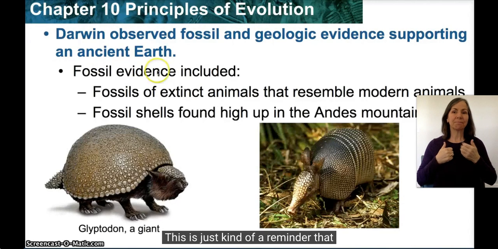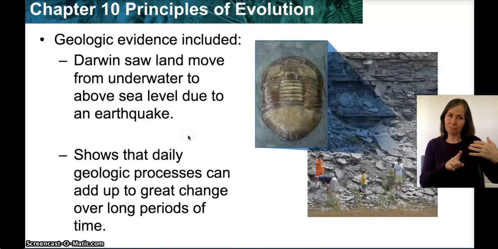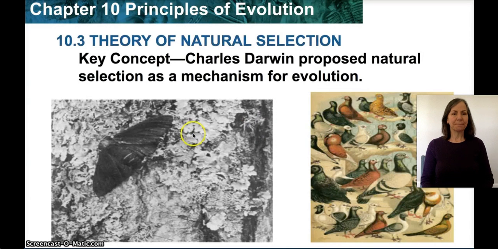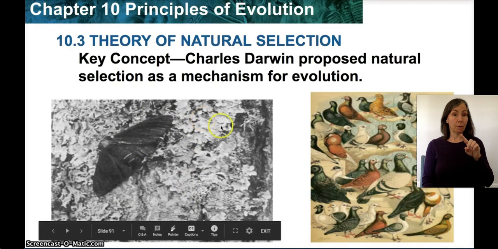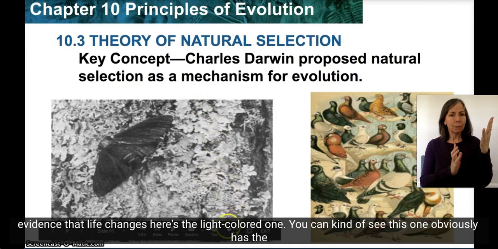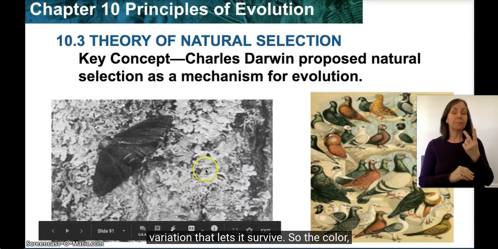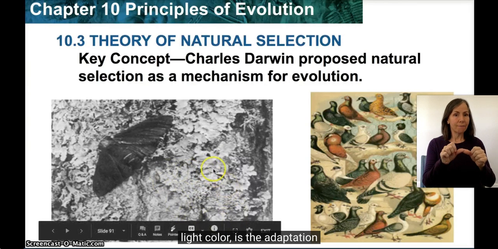This is just kind of a reminder that Darwin saw fossils, and that gave us evidence that evolution had occurred and is occurring. I gave you the examples of the peppered moth before as evidence that life changes. Here's the light colored one. You can kind of see. This one obviously has the variation that lets it survive. So the color, light color, is the adaptation.